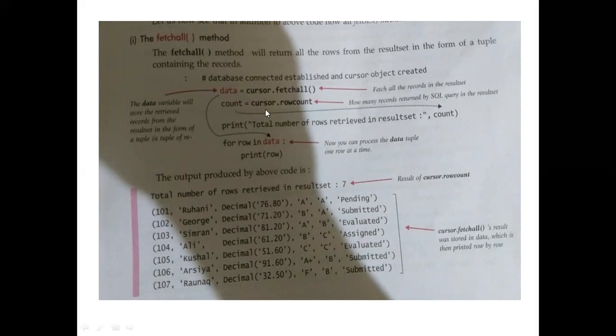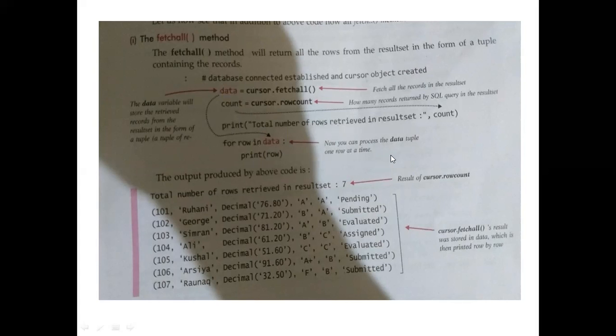Then count equal to cursor dot row count. Row count is a property of the cursor object which will count the number of rows in a result set and store it in count. Next, print total number of rows retrieved in result set. तो कितना number of row result set से निकाला है उसका count में है, so it will print that count. Next is for data में जो जितना result set है उसका सारा display करना है, तो using for loop: for row in data: print row.